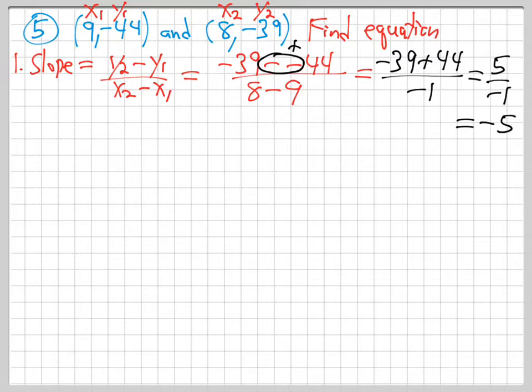Are we good there with that slope so far at step 1? Anytime you divide by 1, we don't leave a 1. And positive over negative is negative, so it's negative 5.